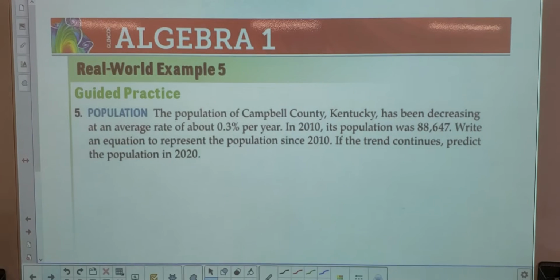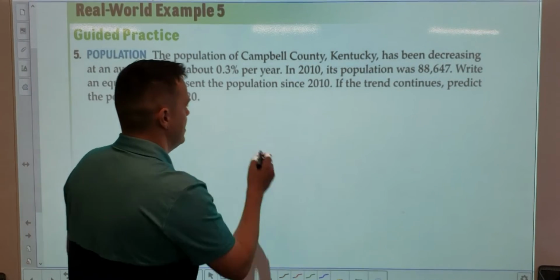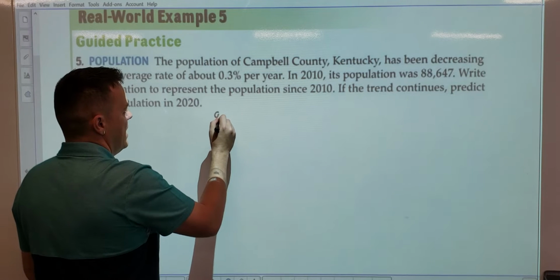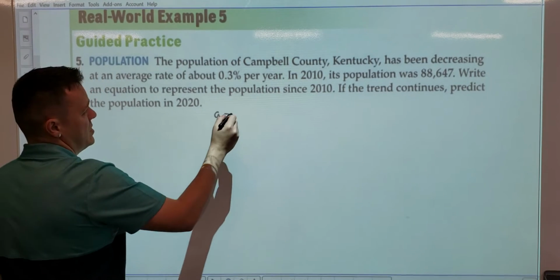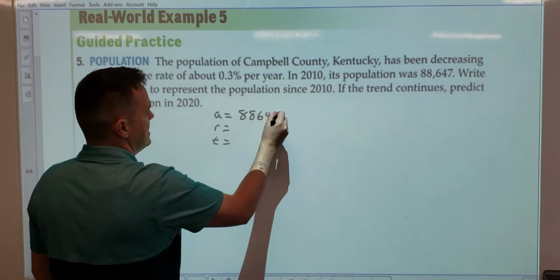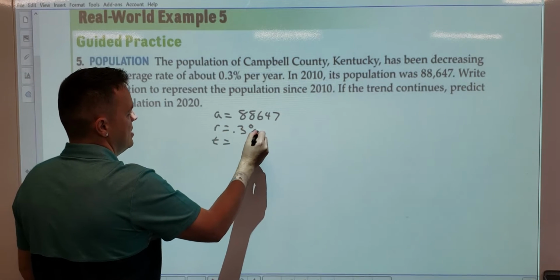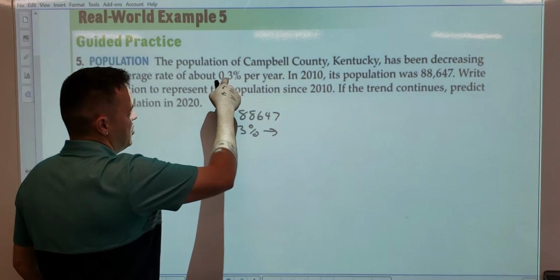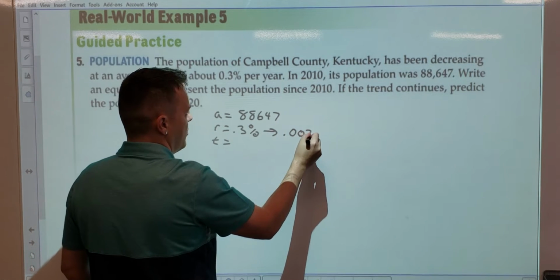All right, the population of Campbell County, Kentucky has decreased. Same thing. My A value is going to be 88,647. Their rate is 0.3%. And remember, when you do that, you're moving the decimal over 2, so this is going to be 0.003.